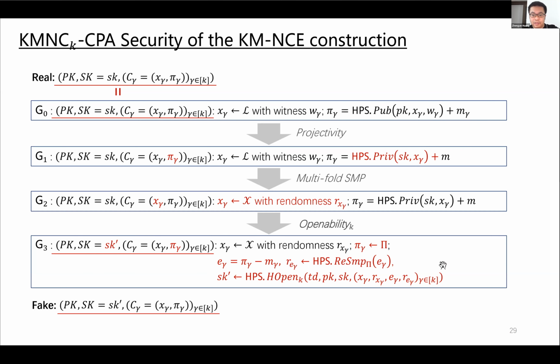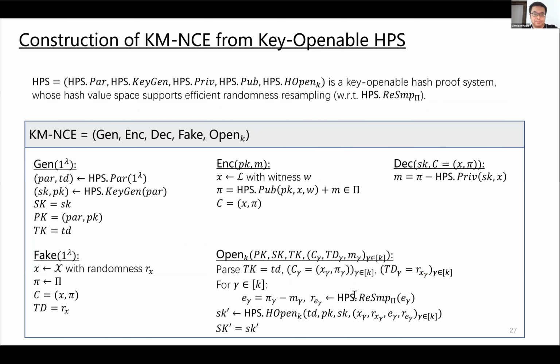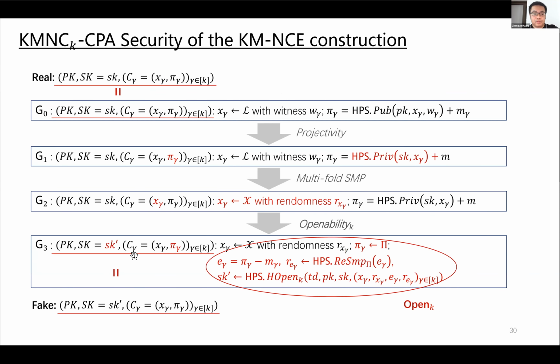Well, notice that this is the open algorithm. This part is totally the same as the open algorithm here. So the secret key in game 3 is the open secret key, and all the K ciphertexts here are fake ciphertexts because both X and pi are uniformly sampled. So these are fake ciphertexts. And so in game 3, this is the fake tuple.